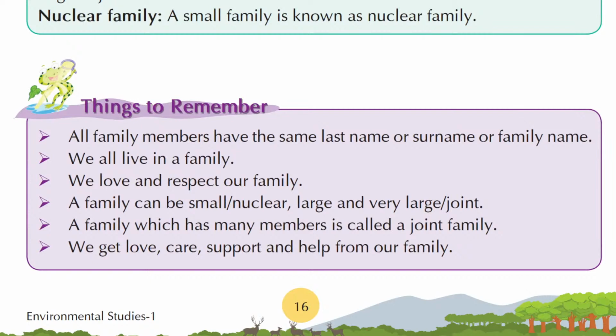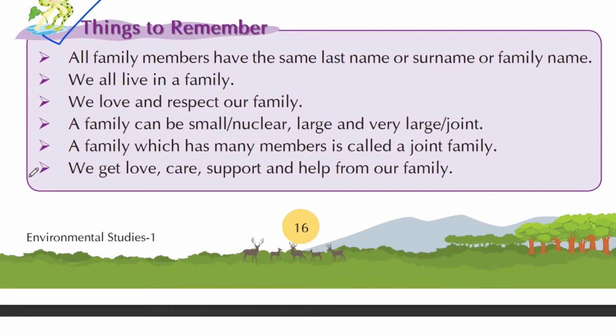Now, the main points from this chapter are given here. Things to remember: all family members have the same last name, surname or family name. We all live in a family. We love and respect our family. A family can be small, nuclear, large or very large, that is, joint. A family which has many members is called a joint family. We get love, care, support and help from our family. So this is the importance of our family.